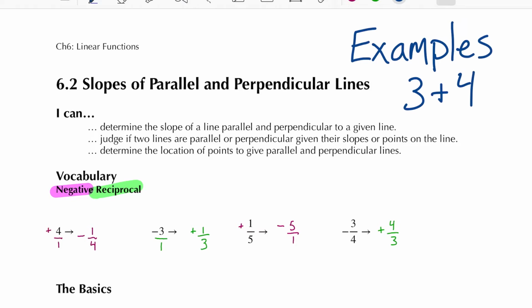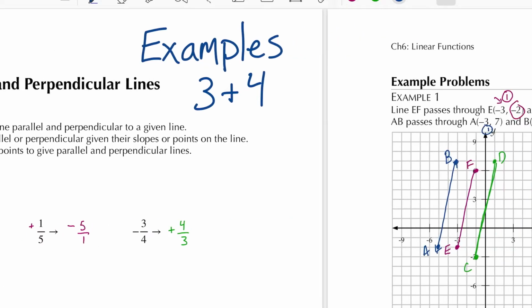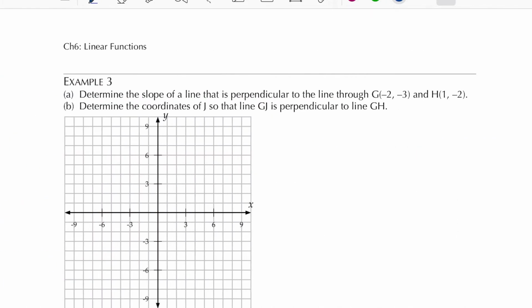By the time you're done this, you should be able to determine the slope of a line parallel and perpendicular to a given line. So I give you the line, you determine the slope, you can figure out if it's parallel or perpendicular. You can figure out the slope of a parallel or perpendicular line. You can judge if two lines are parallel or perpendicular given their slopes, or points on the line. You can determine the location of points to give you parallel and perpendicular lines. All right, let's head over to example problems 3 and 4.